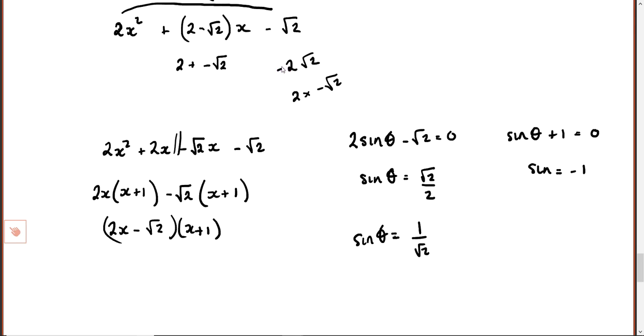Because if you rationalize the denominator, you multiply both by root 2. Remember we talked about it yesterday. Yeah. And so root 2 times root 2 is 2, and 1 times root 2 is root 2.